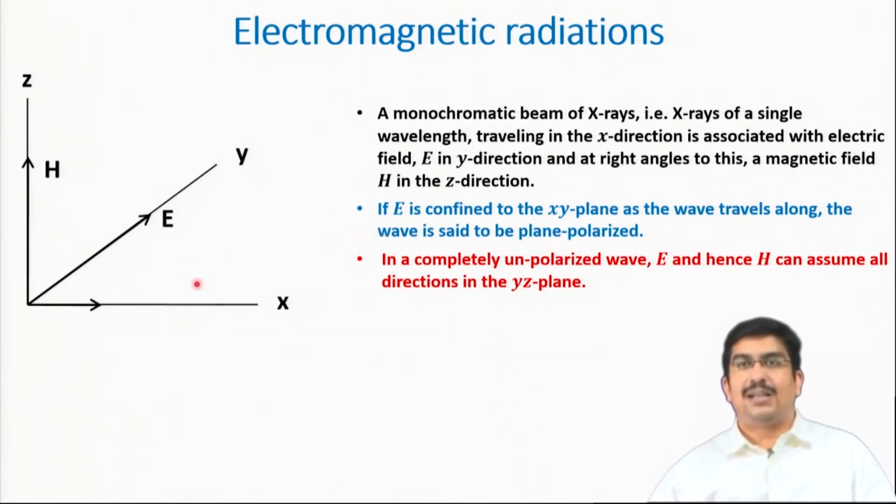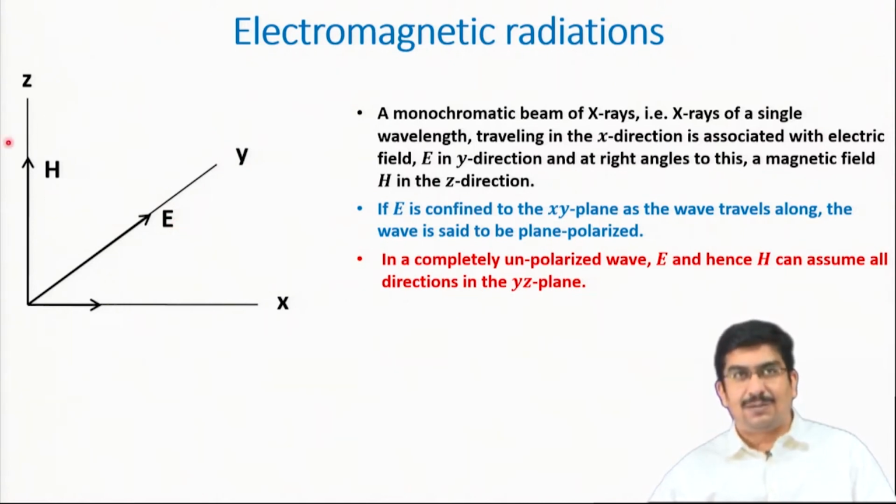So, plane polarized here, at least in the case of X-ray, means this electric field vector will be confined to the xy plane if the movement is in the x direction. And if it is an unpolarized wave, then the E, that is the electric field vector, and correspondingly the magnetic field vector, because the magnetic field vector has to be at a right angle to this electric field vector, can be in any direction in the yz plane.